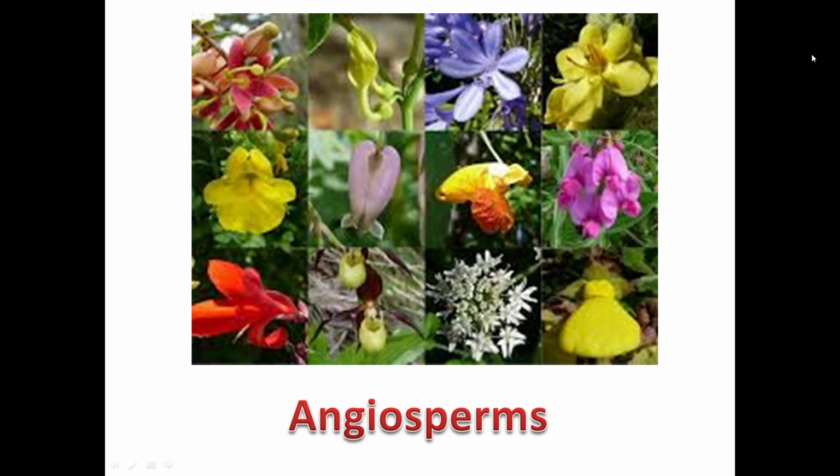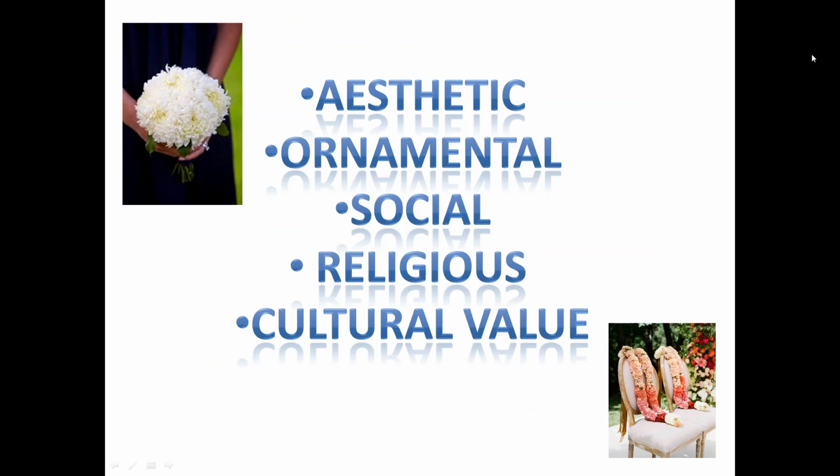Hello everyone. Today let's talk about sexual reproduction in flowering plants. Flowering plants are also called angiosperms. What are flowers used for? They are a source of beauty. They are for aesthetic purposes. They are for ornamental purposes like for decoration.